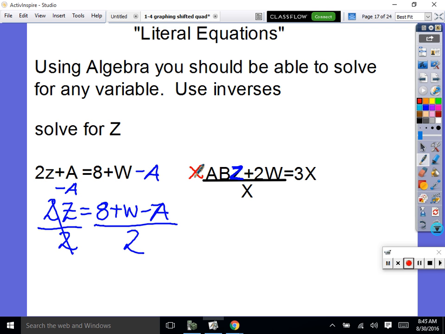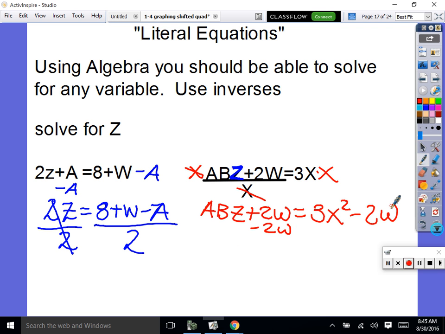Multiplication. So we're going to multiply both sides by X. Doesn't X over X divide out? So we have ABZ plus 2W is equal to 3X squared, right? Guys, any questions? Solving for Z correctly piece by piece. My first step will be to do what? Subtract 2W. Is everybody comfortable? So we have ABZ is equal to 3X squared minus 2W.